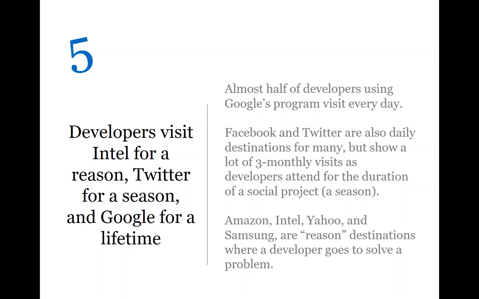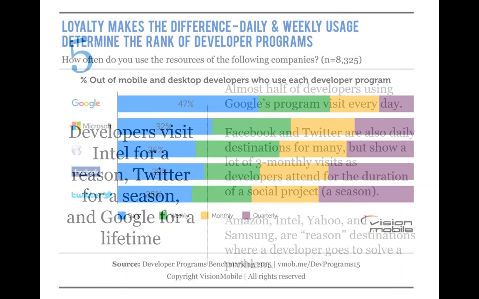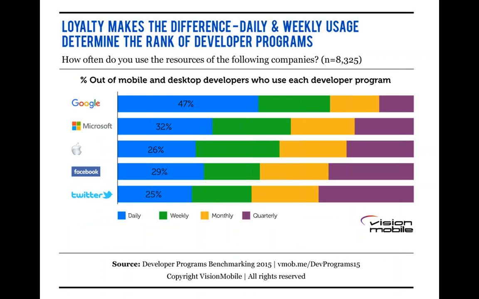If we go down to the lower half of the chart, we'll see Amazon, Intel, Yahoo, and Samsung. These are reason destinations where someone has a problem and they go to solve that problem. We've only got the very top of the chart here, but you can see that Google, 47% of those who visit Google are coming every day. A third of those who visit Microsoft are coming every day. So these are really community sites.